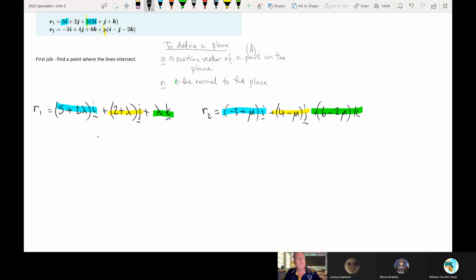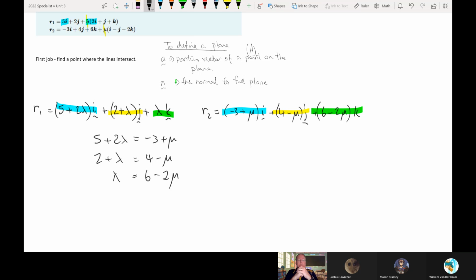So effectively what I've got is 5 plus 2 lambda has to equal minus 3 plus mu. Okay, and 2 plus lambda has to equal 4 minus mu, and 6 lambda has to equal 6 minus 2 mu. Okay, they have to equal each other. Otherwise, even if the I's are equal and the J's are equal, but the K's aren't, they're not going to cross at that point. They could be parallel to each other or something else.